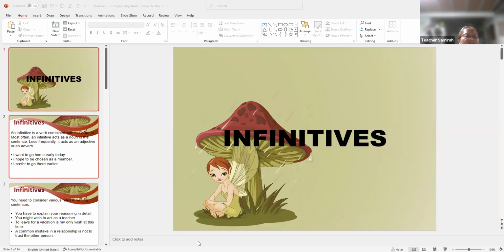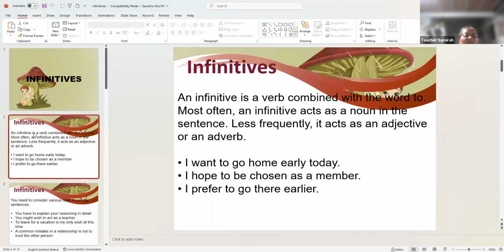So what is an infinitive, by the way? We know how to use, or we can actually determine the infinitive in a sentence, but what is actually an infinitive? Who would like to read? Me. Tristan. Yes. Sit. Okay.